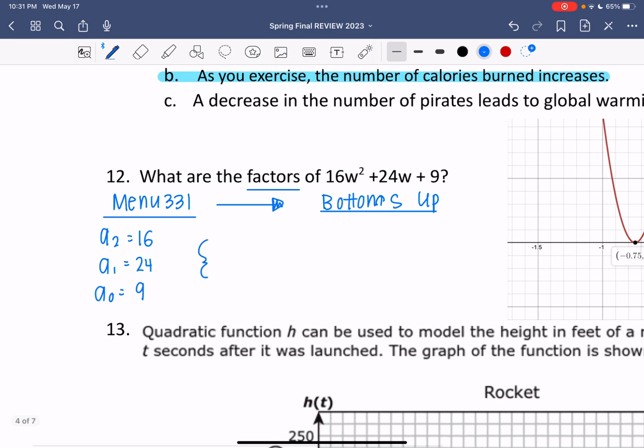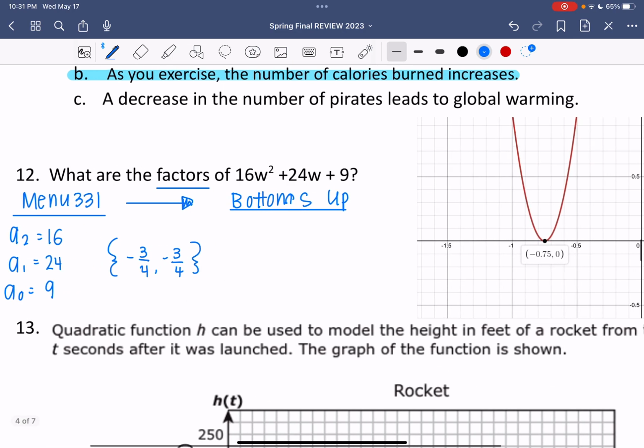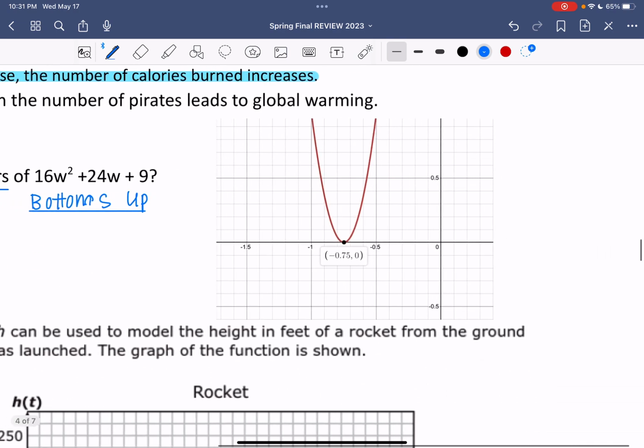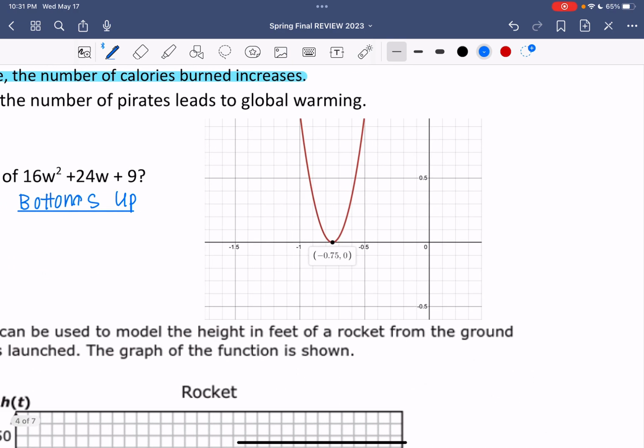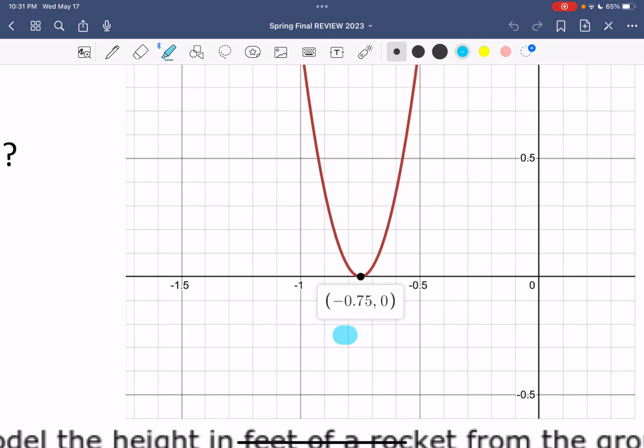When you do that, it should come in as negative 3 over 4, comma negative 3 over 4. All right, so this just means that there's one solution. Or it might just pop up as negative 3 over 4. So I graphed it again because I don't have this calculator at home. When I graphed it, the only time it hits the x-axis is at negative 0.75.